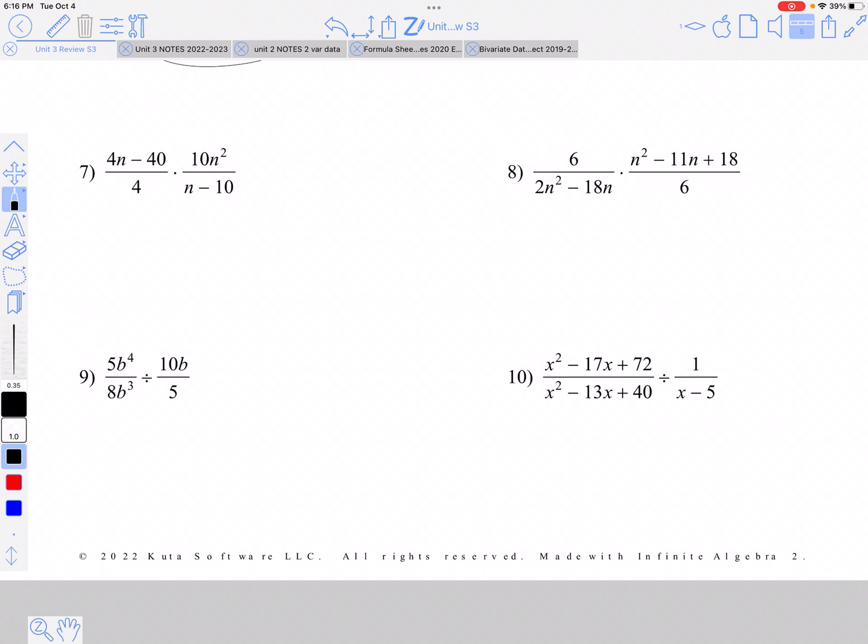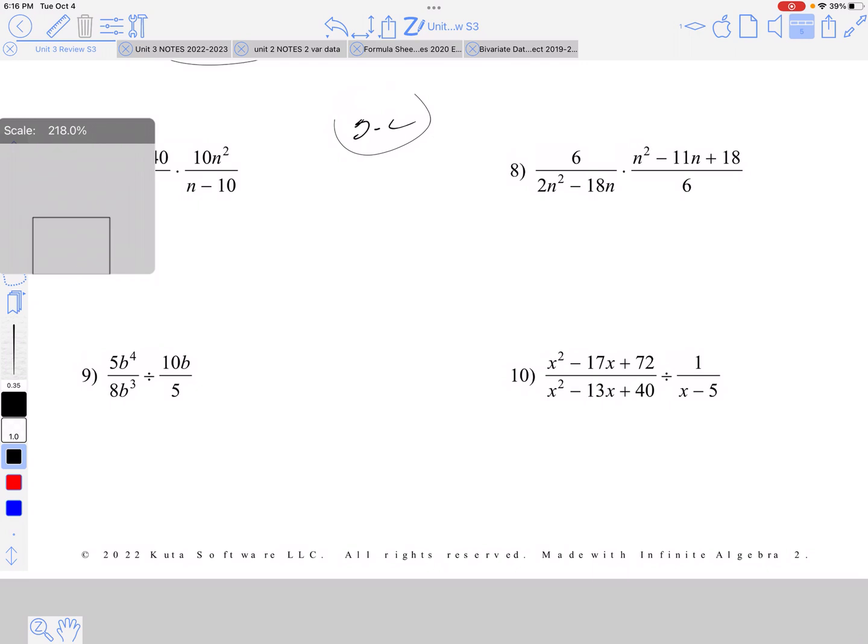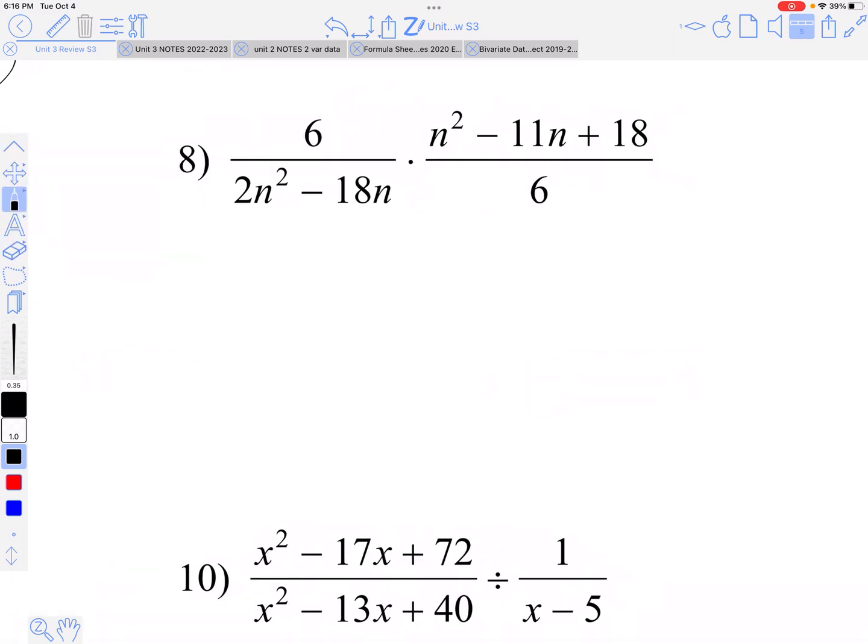For problems 7 through 12, this is going to review unit 3.2 when we had to multiply and divide, but then, of course, talk about excluded values as well. So I'm going to do 8 and then 9. So 8, because these two fractions are multiplying, remember when you multiply straight across.